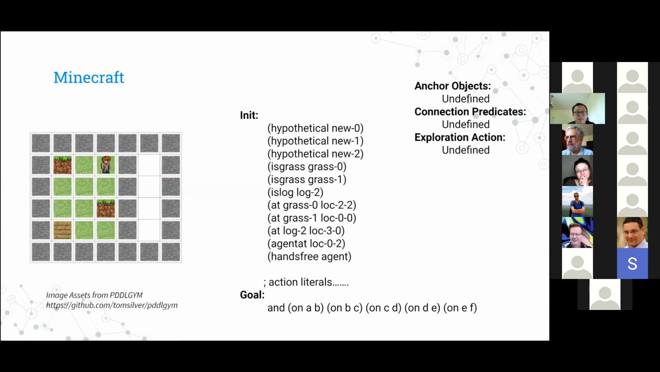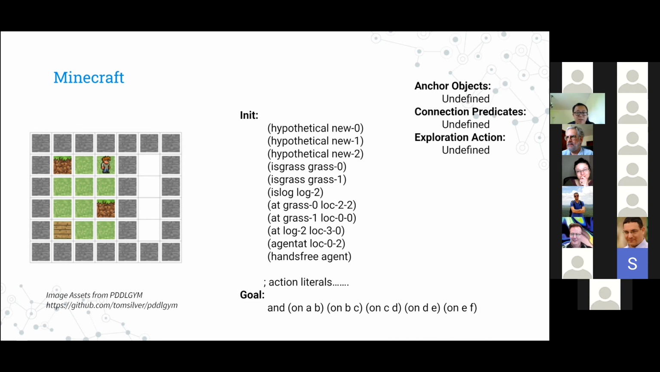Our method does not work in the Minecraft domain. The reason is that we cannot define an anchor object set or a connection predicate set. In this example, the problem is framed in a way where the agent can move to any location in a single step. Thus, the location objects are not connected with each other, and everything is fully observable in the beginning.